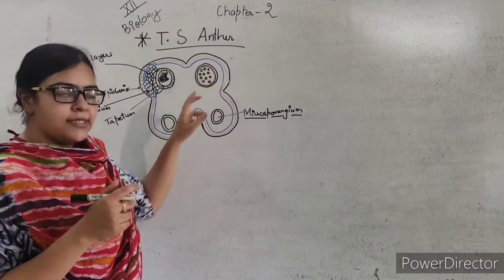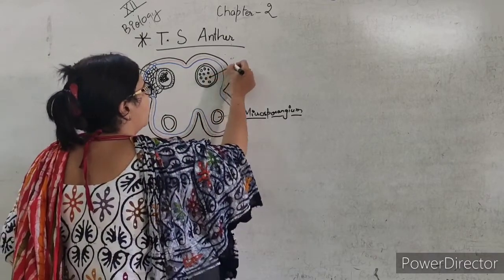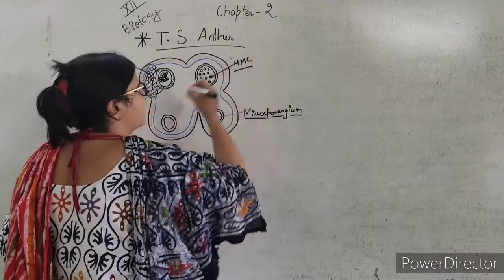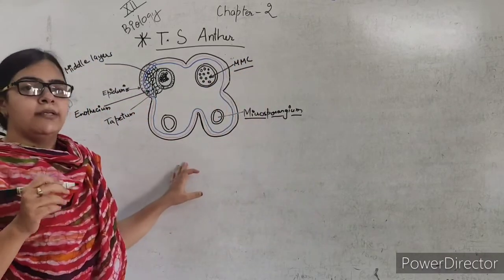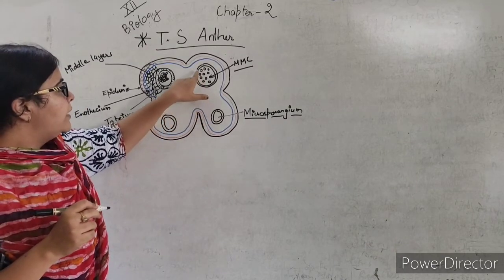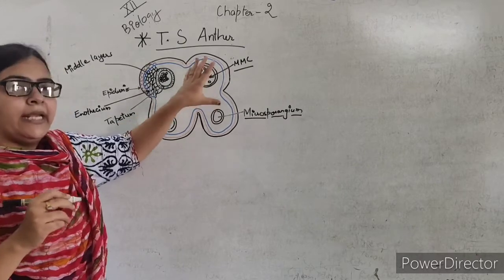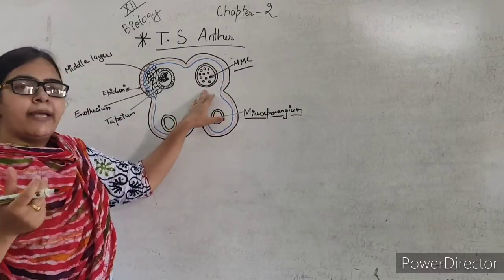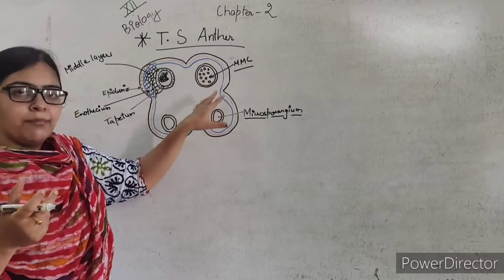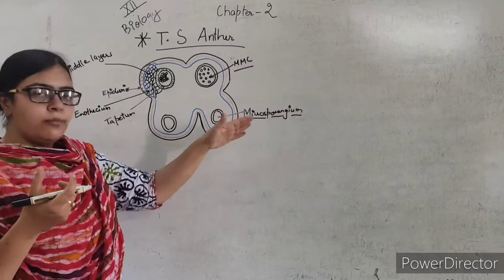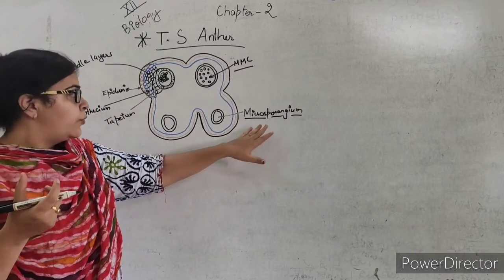Now, each of these cells is now called as MMC, that is microspore mother cell. Now, these cells are able to give rise to microspore. Each cell is capable of formation of a microspore tetrad. We will talk about the process of microsporogenesis.